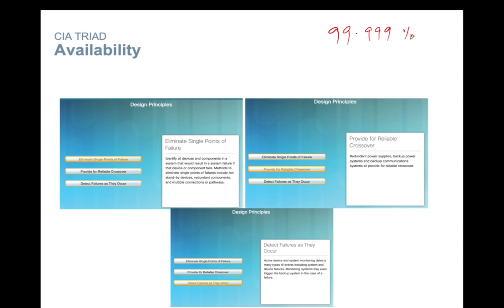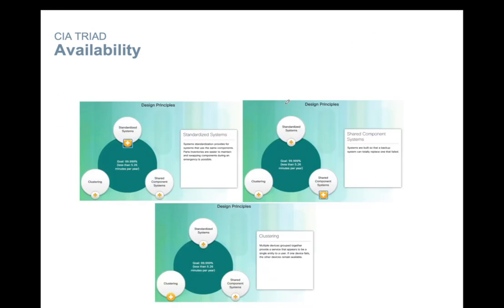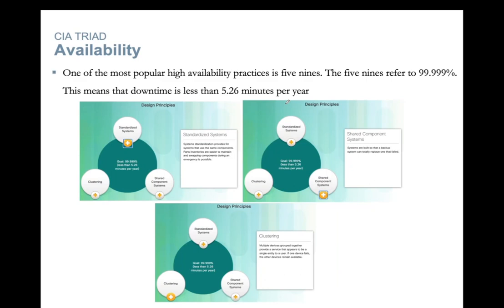That means active device and system monitoring detects many types of events, including system and device failures. This gives 99.999% that we call the five nines design principle of availability. So if you see the design principle as we just discussed, you find this five nines as 999.